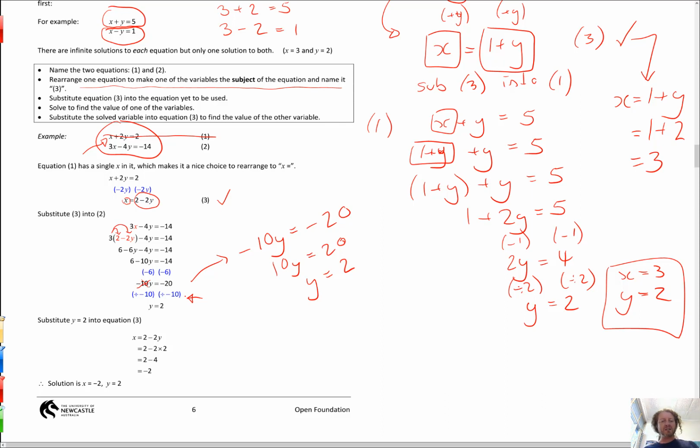Then I've got to remember I'm not done yet, because all I've done is found one variable. We go back to this equation 3 and sub it in. x equals 2 minus 2y, but the y is a 2, so it's 2 minus 2 2's, which is 2 minus 4, which is minus 2. We've solved it. x equals minus 2 and y equals 2. Great.